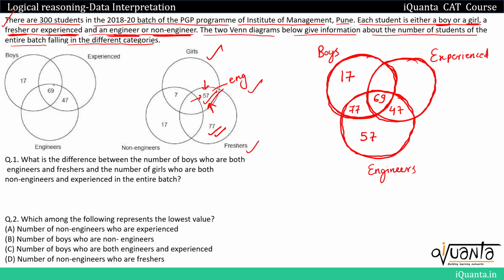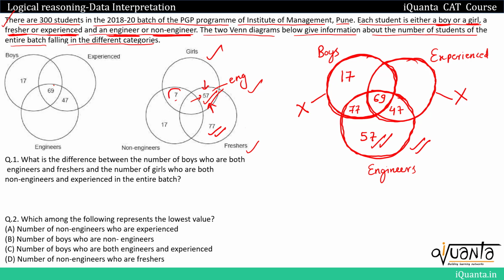We are talking about girls, so we'll come outside the set of boys. We'll not write anything into set of boys. We are talking about engineers, so that means we'll be writing this into the set of engineers. And we are talking about freshers, so that means we'll come outside the set of experience. We'll not write anything into this set of experienced. So we already have this 57 over here. This is the only region that represents girls, engineers and freshers.